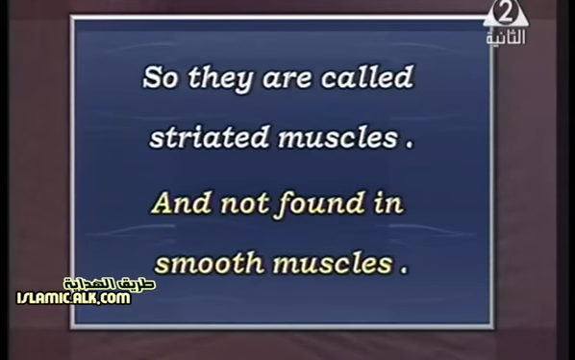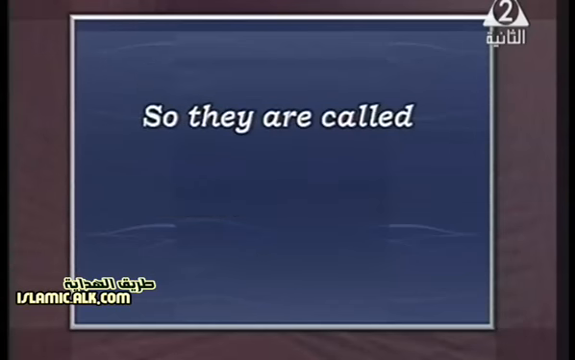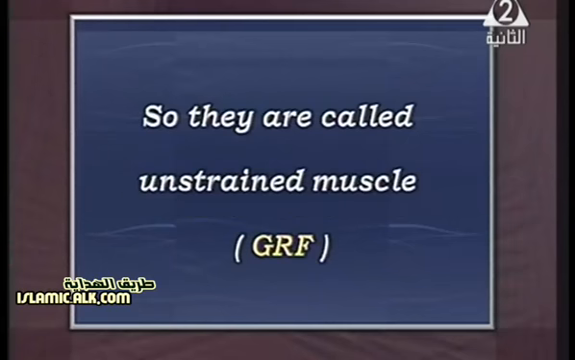And I need you to know that the striation is not found in smooth muscles. Easy? So they are called what? Unstriated muscle. And actually it is a position for a question. Give reason here. The striation appears only in the skeletal and the cardiac muscle, not in the smooth muscles.